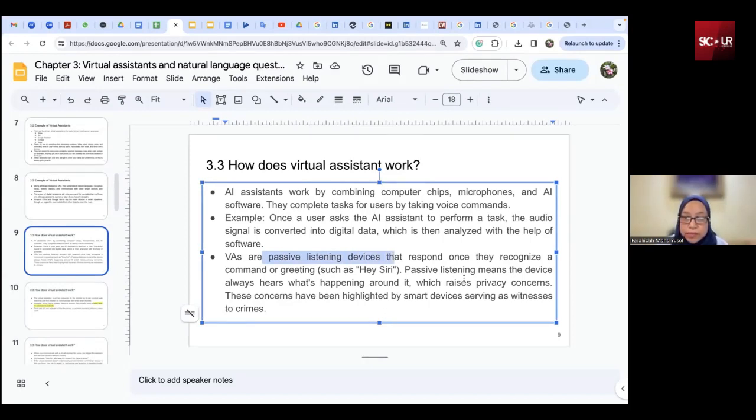But what is the concern, what is the risk of using the virtual assistant? The risk is the privacy concern, because the software can listen to you, tracking the behavior, the location, and everything, the keywords of your typing. So you can say the risk is the privacy concern.